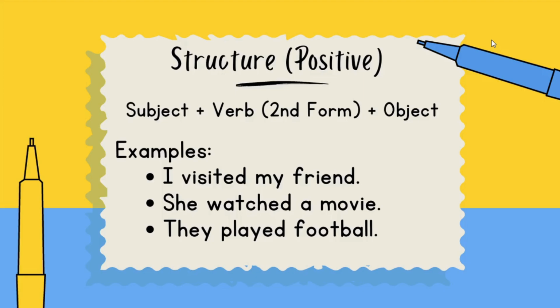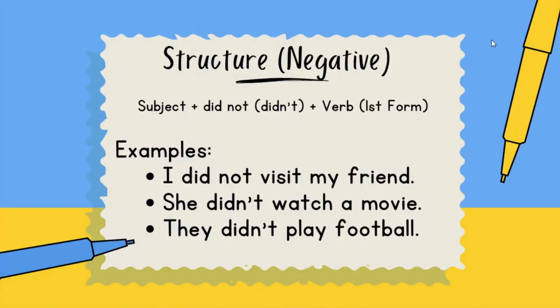Now let's learn how to make negative sentences using the negative structure. So we can only make one difference here. We have to use the auxiliary did when we are making a negative sentence in the simple past. So first of all, we should use the subject, then did not or didn't, then we should use the first form of the verb, and lastly we will use the object.